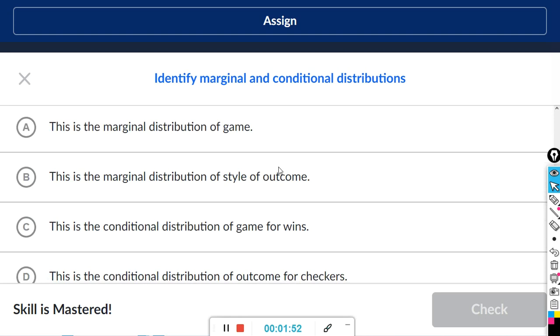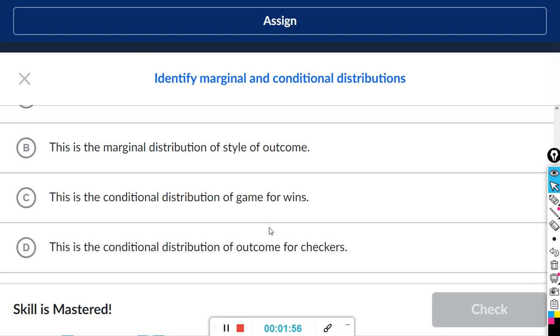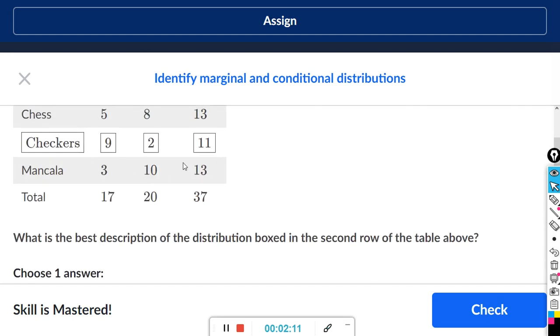Let's see. A and B say marginal. C says conditional game for wins. D is the conditional distribution of outcome for checkers. So it's answer D. It can't be C because C just says wins in general. It has to be for checkers. See that?